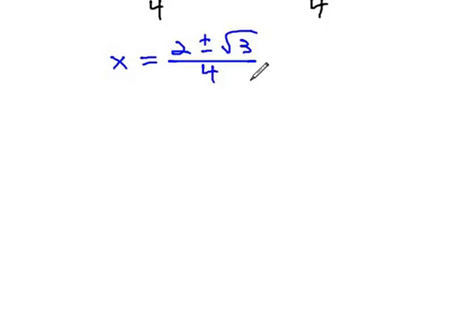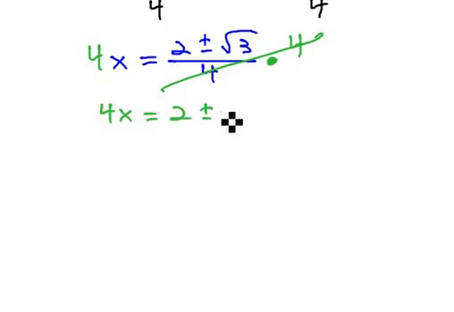Now, one thing that might make this difficult to work with is the fact that we have a fraction. Well, we can quickly clear a fraction by multiplying both sides of the equation by the LCD, in this case multiplying by 4, so that they can divide out of the right side. This gives us 4x equals 2 plus or minus the square root of 3.